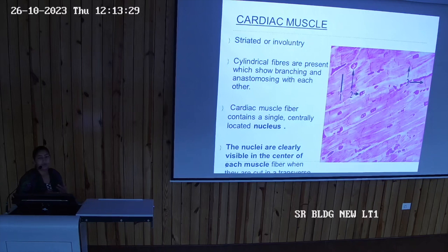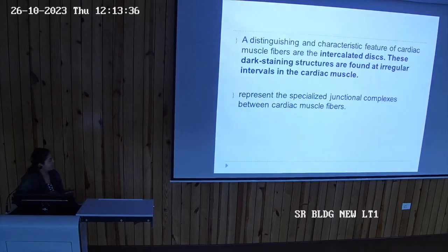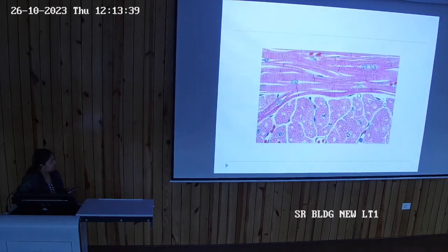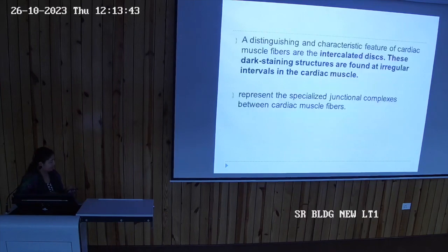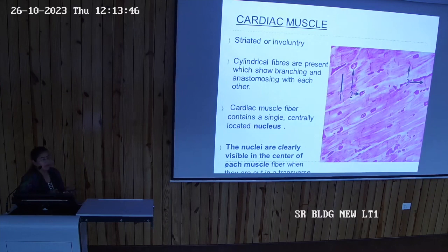One important characteristic, that is the intercalated disc, is present in the cardiac muscle. So these are the intercalated discs which are present in the cardiac muscle. Then what is the shape of these fibers that will confuse you with the skeletal muscles? What is the shape of the skeletal muscle fibers? Cylindrical. So they also look similar to the skeletal muscles.